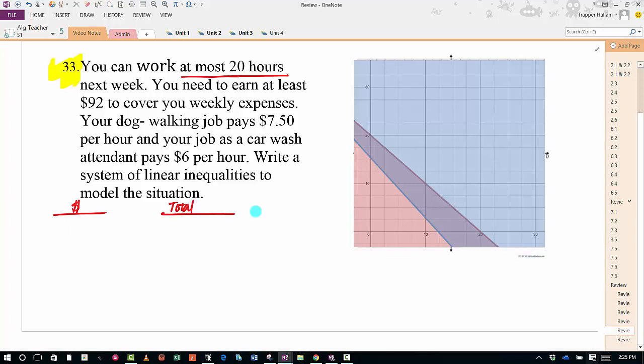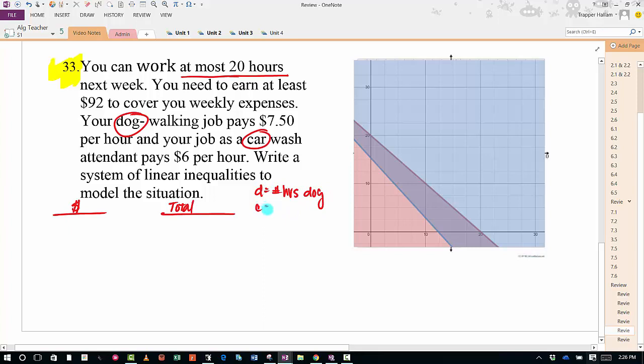So let's go ahead and write the total hours one. If you read the problem here, you've got 2 jobs, a dog walking job, and the other one is a car washing job. So we need to identify some variables here. Our D will represent the number of hours of dog walking, and C will represent the number of hours that we can work car washing.